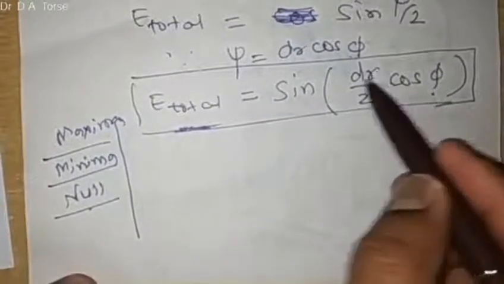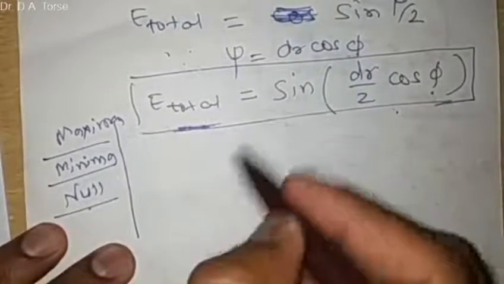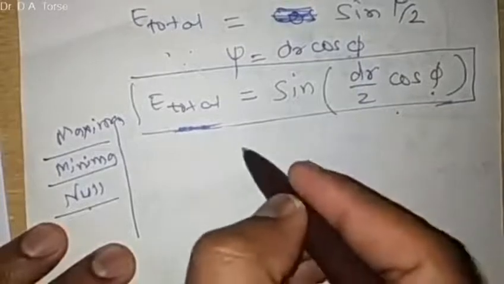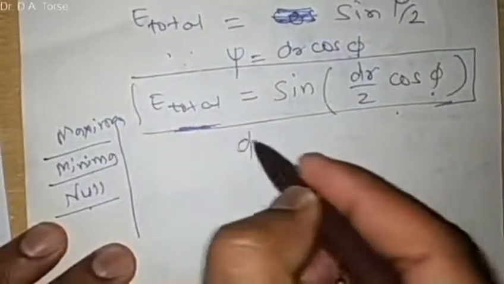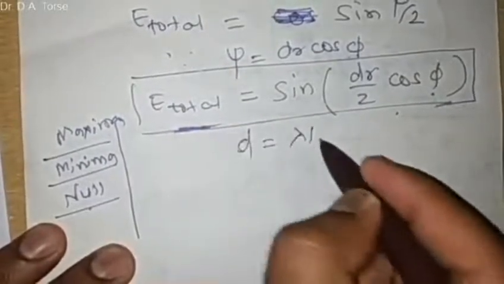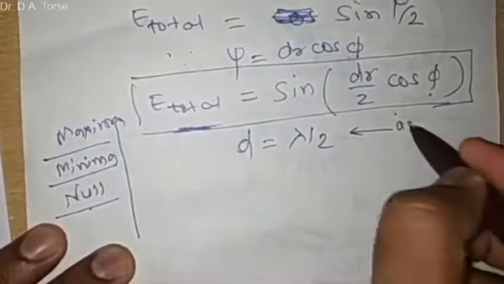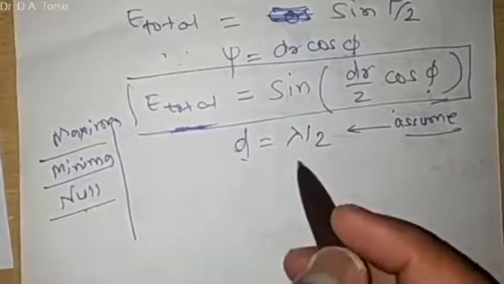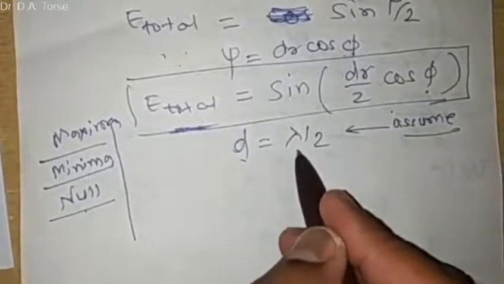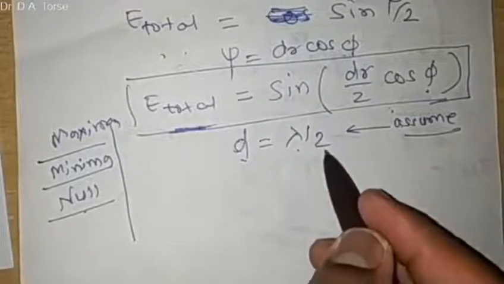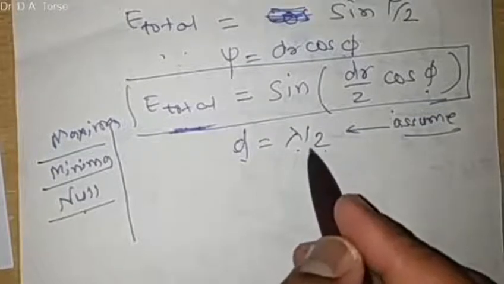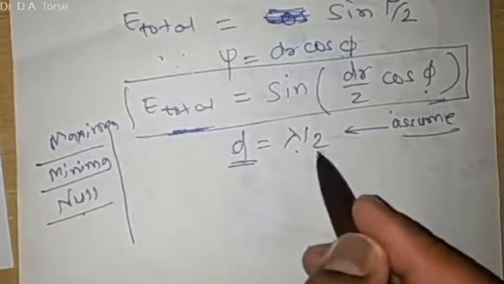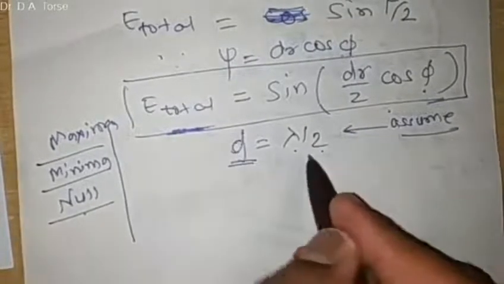So let's do the analysis first by taking the value of dr, as we assume d, the separation between these two elements, is lambda by 2. This is purely an assumption. We are assuming that d is lambda by 2. You can take any value you want. You can take lambda, as I mentioned earlier. You can take lambda by 8 also. The separation between two point sources can be any value, but we take it lambda by 2.